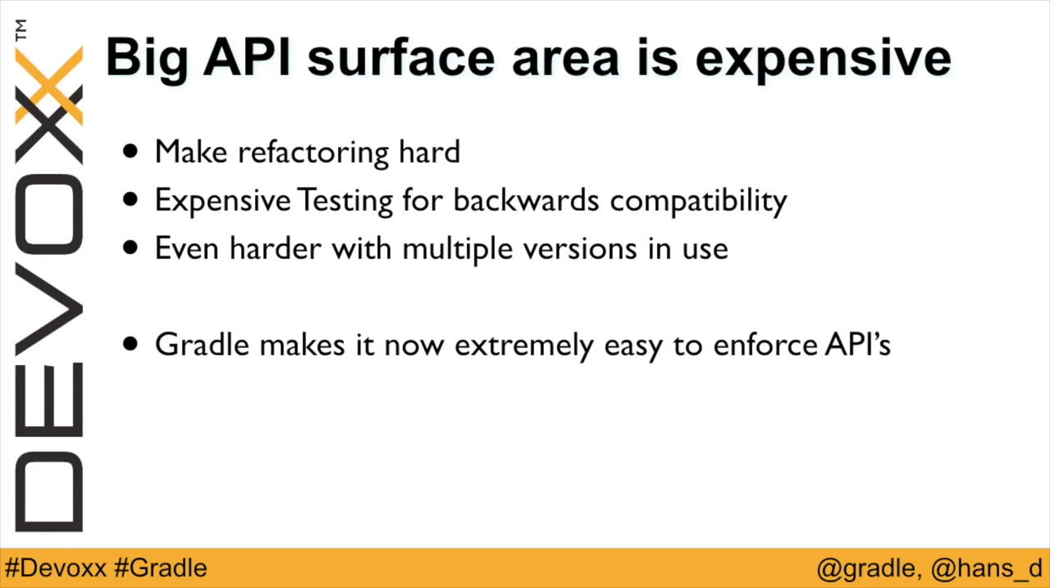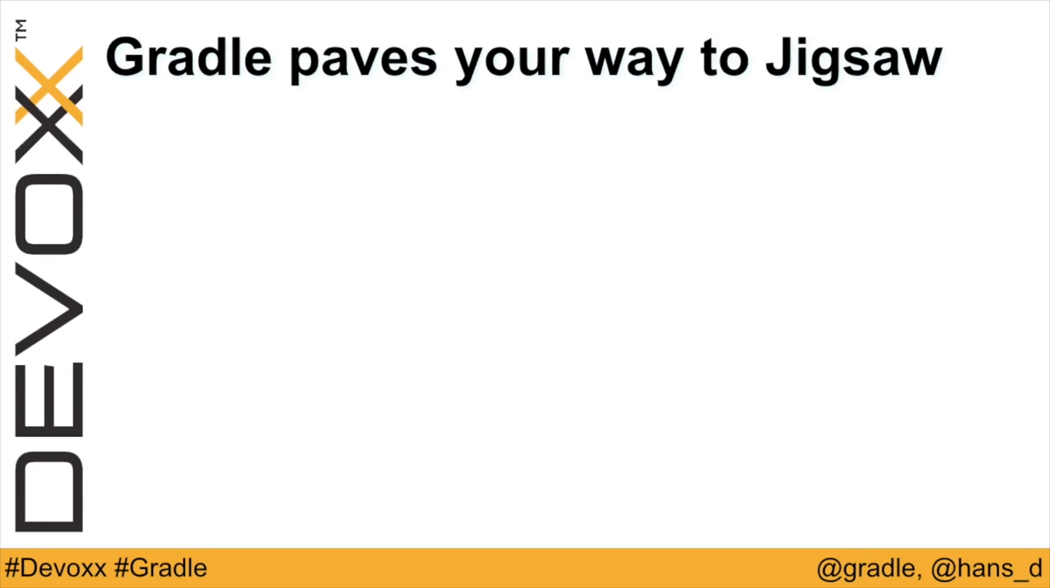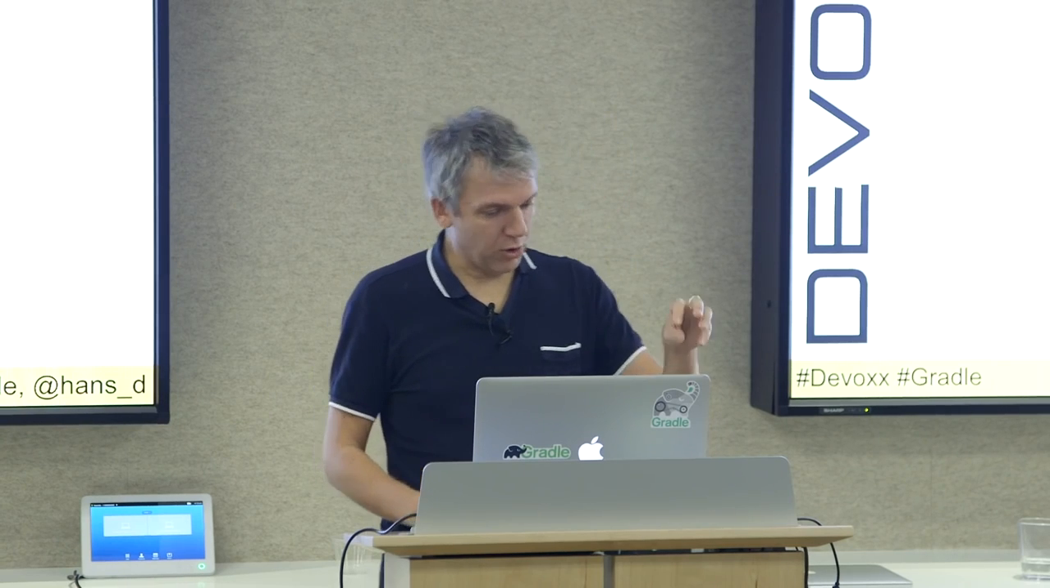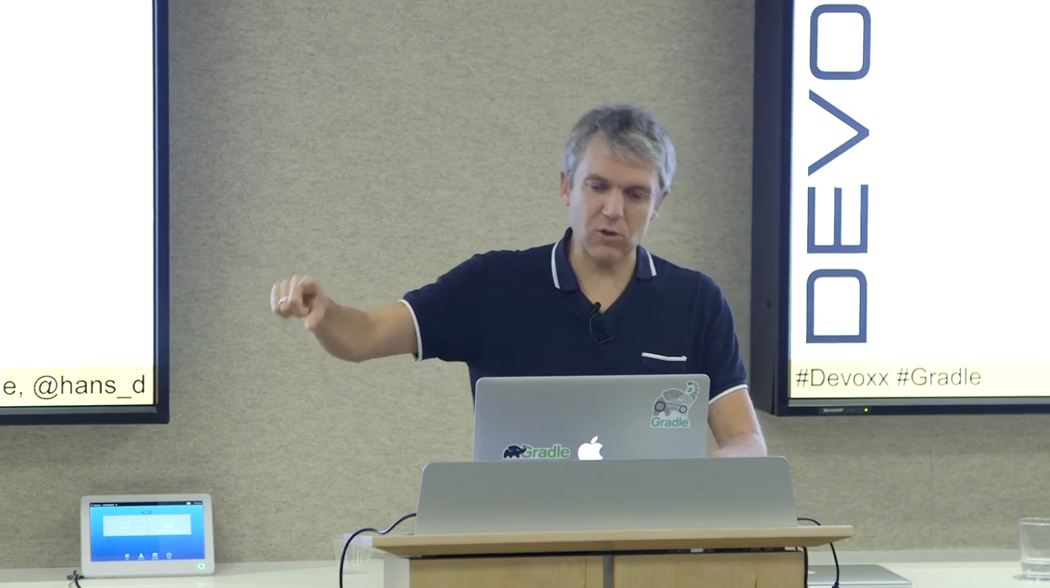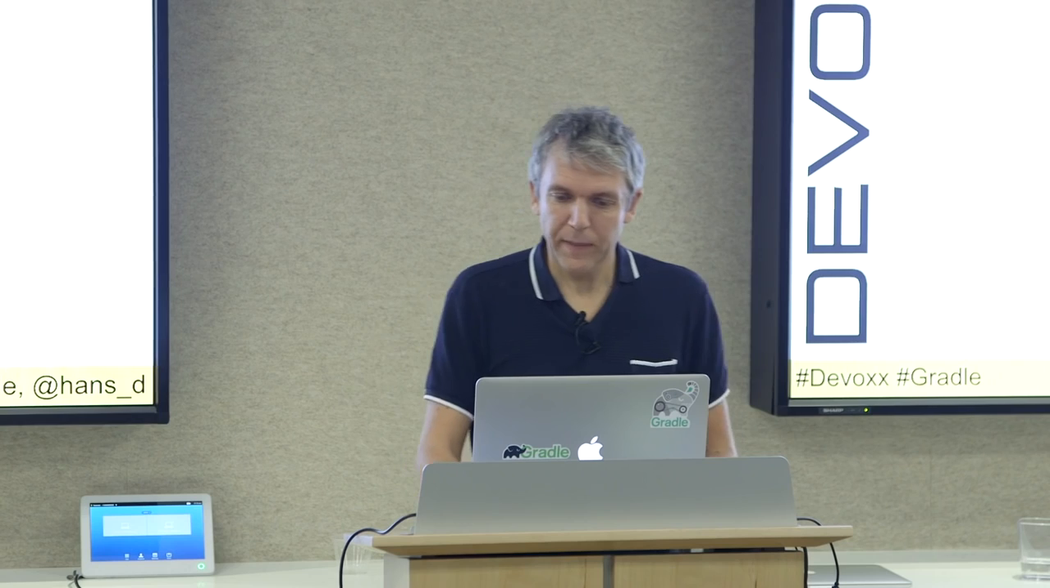And that is another part of our story with that feature. Gradle not just makes it extremely easy to enforce APIs, it also paves your way to Jigsaw in various ways. First of all, we make it super easy to deal with multiple Java platforms. You just say, I want to add target platform Java 9. That's all you need to do, and then you can build for Java 9, for Java 8, whatever you want. All the wiring is done by Gradle, and when you say, I want to compile for Java 8, you have a dependency, Gradle will figure out, well, you want Java 8, so I get the Java 8 variant of that dependency.